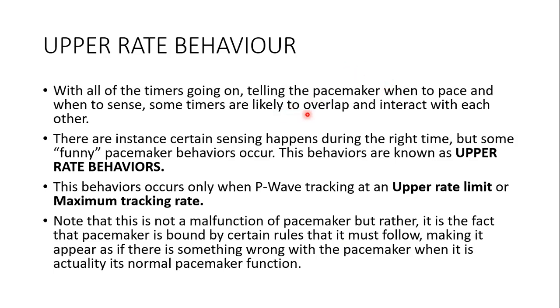With all of these timers going on, telling the pacemaker when to pace and when to sense, some timers are likely to overlap and interact with each other. There are instances where certain sensing happens at the right time, but some funny pacemaker behaviors occur. These behaviors are known as upper rate behaviors, and they occur only when we are tracking the P waves at an upper rate limit, or a maximum tracking rate.